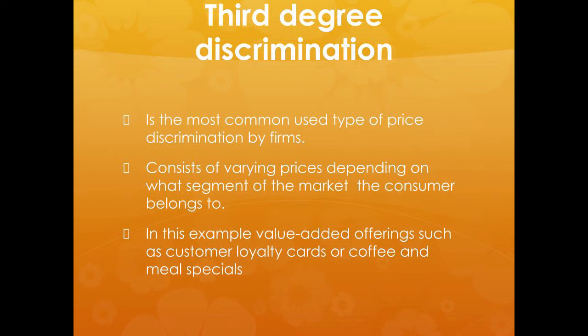For third-degree price discrimination, which is our answer, in order to segment consumer demand, companies often use characteristics such as geography, nationality, age, gender, and purchasing history to vary the price of goods based on this data. For this example, they use value-added offerings such as customer loyalty cards or coffee and meal specials. Conveniently, loyalty programs are designed to capture this information exactly, and other examples include making the prices for coffees cheaper for students because they are generally on a lower income, or making meals cheaper for children as they consume less.